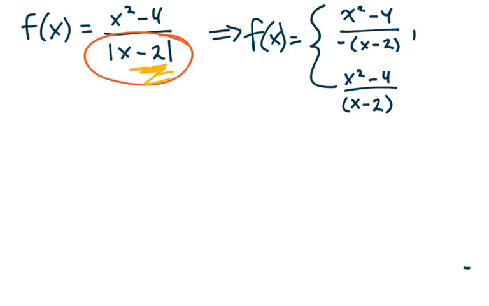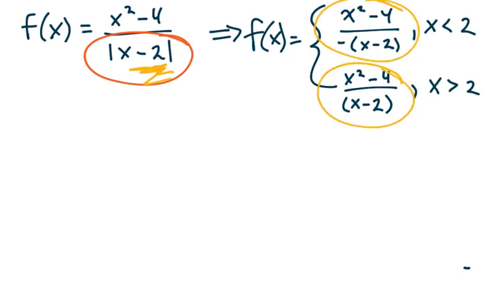This is going to be the function when x is less than 2. This is going to be the function when x is greater than 2. Okay. When x equals 2, the function is undefined. So the function does not exist at x equals 2. Alright, so let's start by simplifying both of these functions.